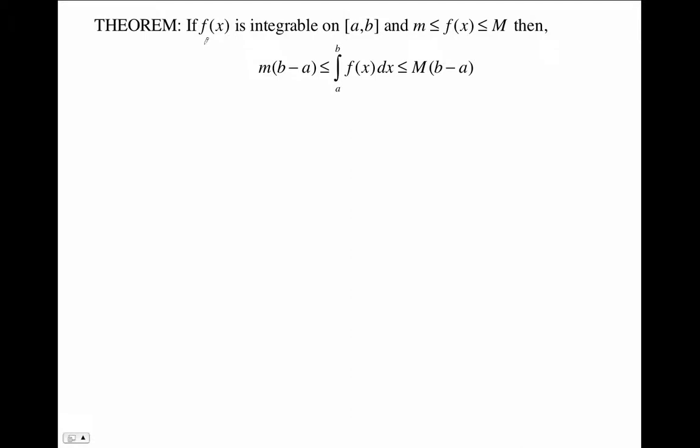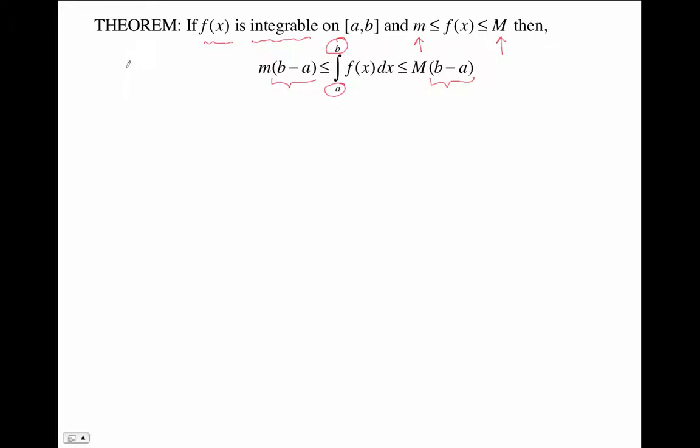Let me now prove a theorem that's going to be important for the rest of this lecture. Suppose f of x can be integrated on the interval from a to b and is therefore integrable, and that its maximum value is capital M, its minimum value is small m. In that case, the value of the integral from a to b of f has to be less than or equal to M times the length of the interval, which is b minus a, and it has to be greater than or equal to small m times b minus a.